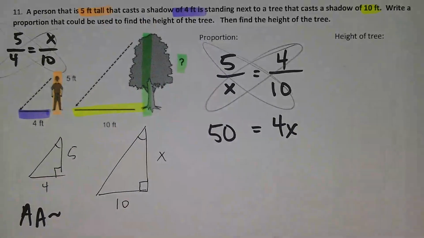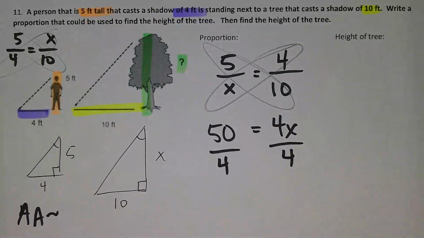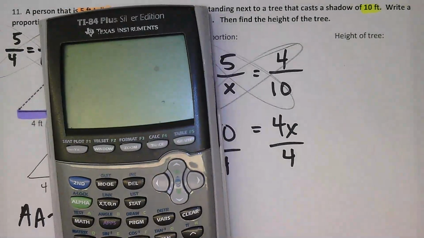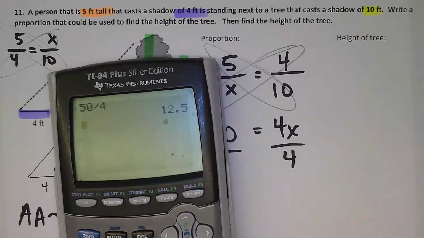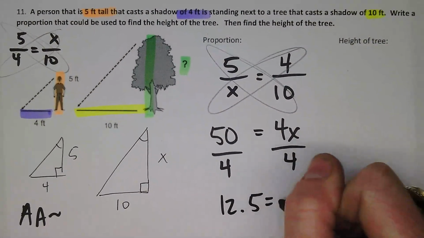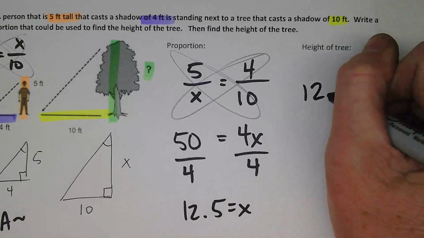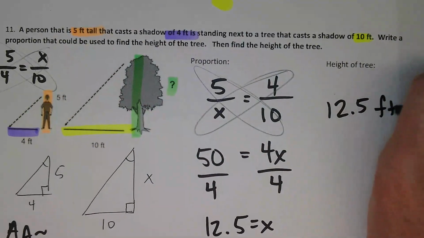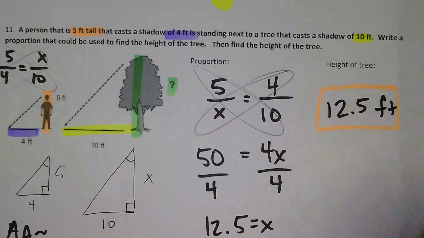x times 4, I'm going to write that as 4x. Now I just need to solve for x, so I'll divide by 4, and I don't think 4 actually goes evenly into 50. I think we're going to get a decimal here. Clear that off, 50 divided by 4. 12.5. 12.5 is x. So we're asked to write the height of the tree. So that is 12 and a half. And it looks like my units are feet. So 12.5 feet. That's going to be my final answer.